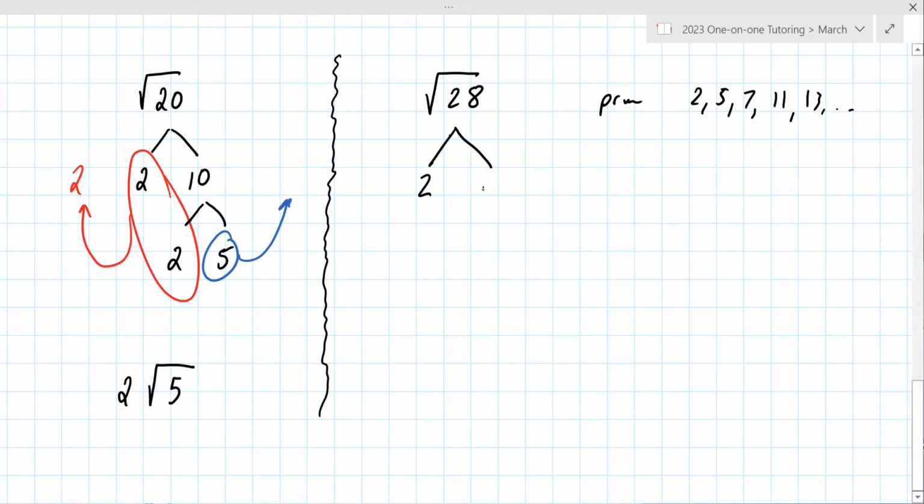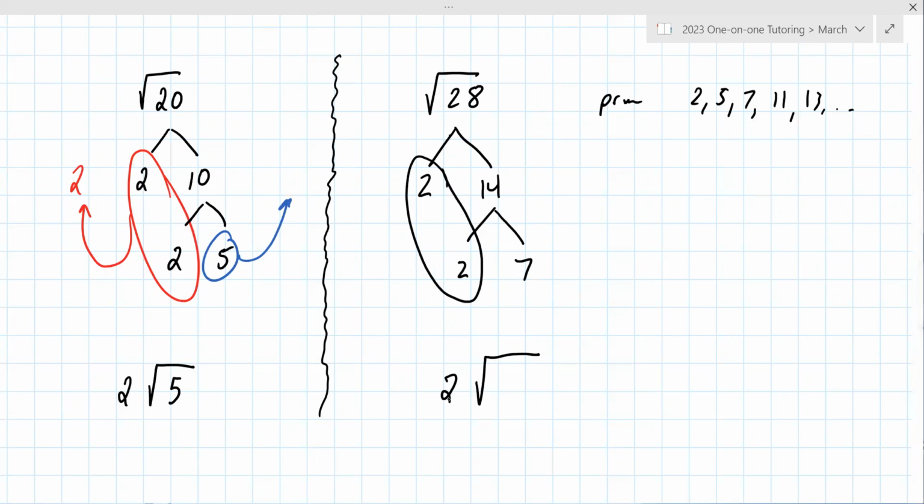14. 14, good. And just like in real life, if something works, you try it again. Does 2 work with 14? Yeah. It sure does, 2 times 7. Now on the leaves, on the edges here, they're all prime numbers, so you stop. So what number am I going to write outside the parentheses? 2. And what number goes under? 7. You got it.